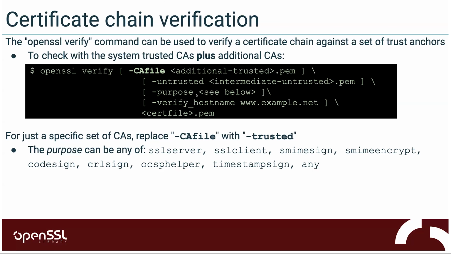We can specify a purpose for the certificate. It can be any of these: SSL server, SSL client, and so on. I won't talk much about those. They're described in the docs. But it's important to specify a host name if it's a DNS certificate, so it can be sure that not only is the certificate properly signed, but it actually attests that it has the correct holder. So one of the subject alternative names would have to be www.example.net. And then we can specify one or more certificates to verify. Usually it's just one, but you can actually verify multiple certificates in one pass if you give multiple arguments there.